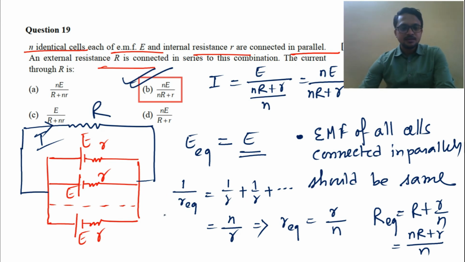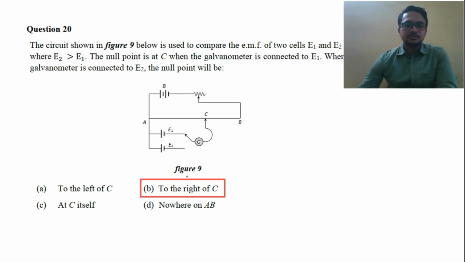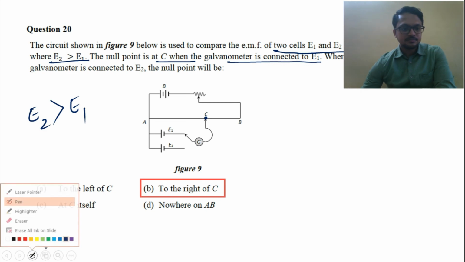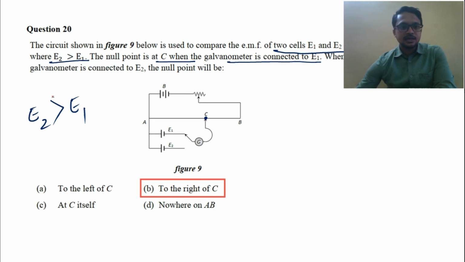Going to next question, question number 20. Yes, this is question number 20. This is one potentiometer circuit. We are comparing two cells E1 and E2, where E2 is greater than E1. Null point is at C when the galvanometer is connected to E1, as shown in the figure. Now the question is, when the galvanometer is connected to E2, where will the null point be?